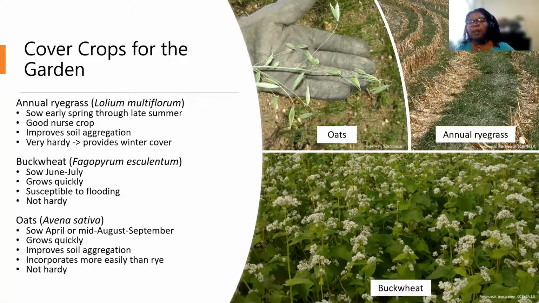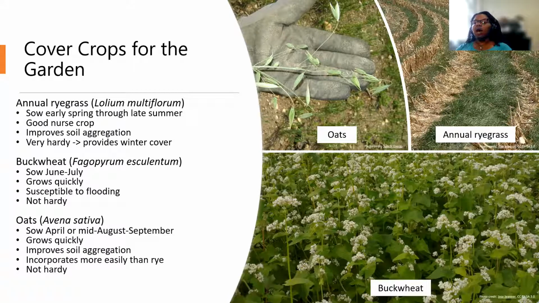And buckwheat tends to get about 3 feet tall. It has these beautiful flowers that attract pollinators. It's a great plant. And then finally, oats. In the top left corner of the picture, you'll see oats, Avena sativa. If you've ever used Aveeno lotion, Avena, Aveeno, oats. Those are sown either in April, so they're sown in the spring, or they're sown in the late summer from mid-August to September.